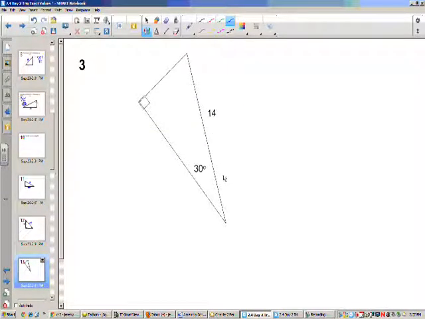Here is a 30, 60, 90. So pause the video, see if you can do it on your own. If the hypotenuse is 14, hopefully you found out that the short side is 7. Now I multiply the short side times the square root of 3 to find my third side.